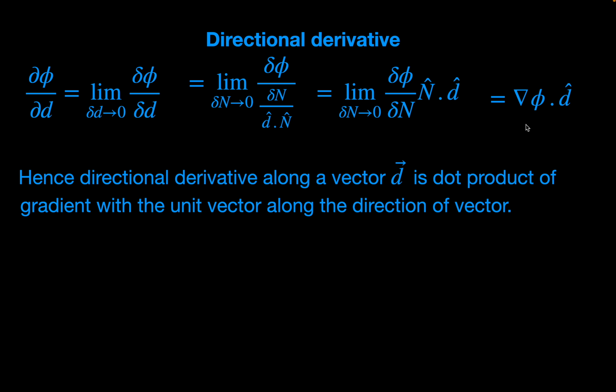Hence, the directional derivative is the dot product of the gradient with the unit vector along the direction of vector d.